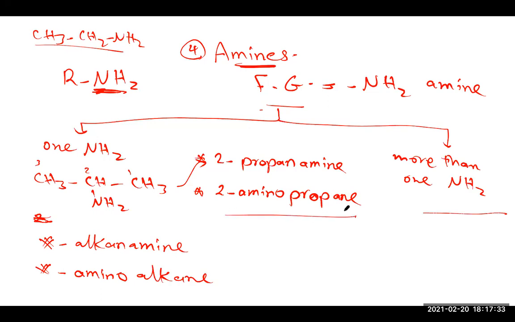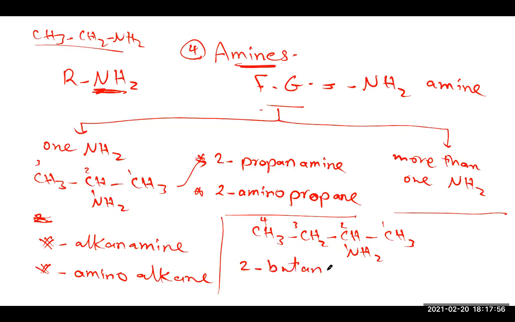Let's take another example before taking more than one NH2, like CH3, CH2, CH, NH2, CH3. Okay, so I will number 1, 2, 3, 4. So it will be 2, and the chain is 4, so it will be butane amine, or 2-amino butane. So this is if we have only one NH2 inside the compound.